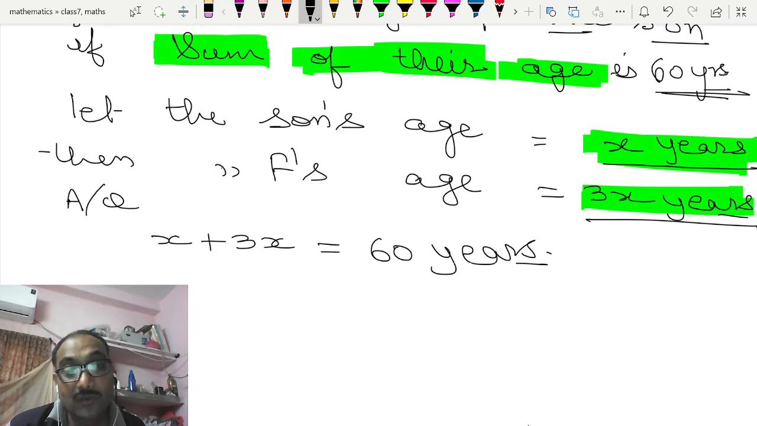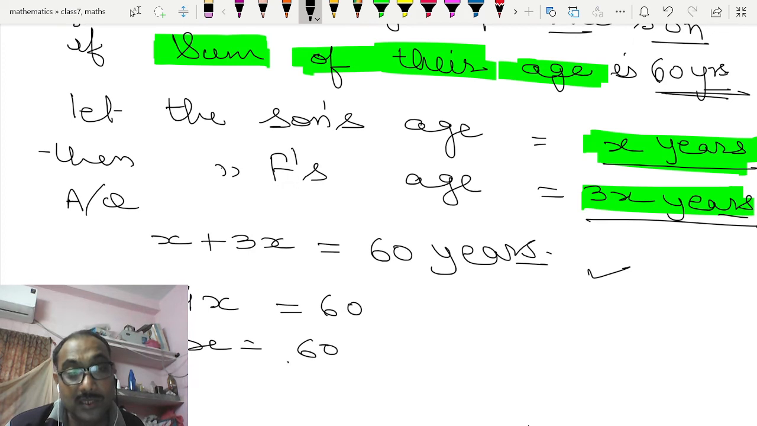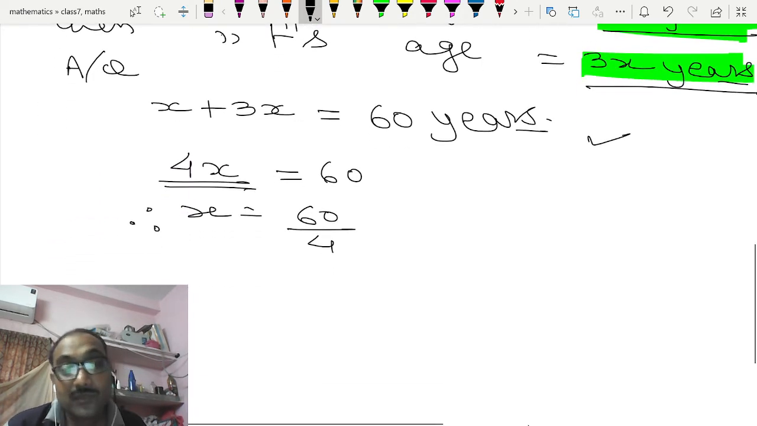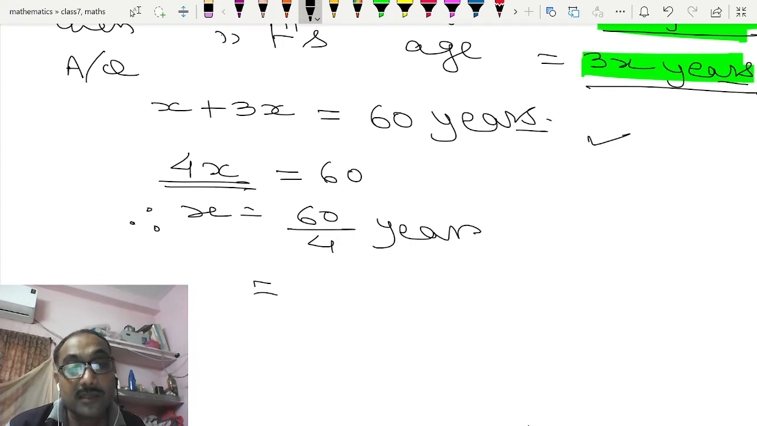After solving this equation, the result will be 3x plus x, 4x is equal to 60 years. x is equal to 60 divided by 4, because here it is 4 into x. So the value of x is 60 by 4, and it is 15 years.